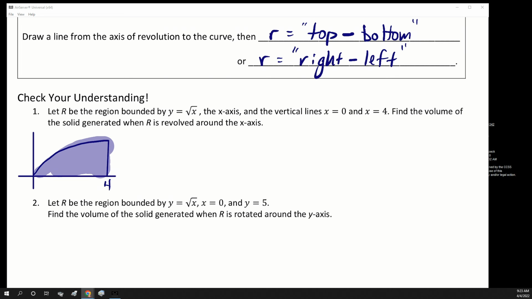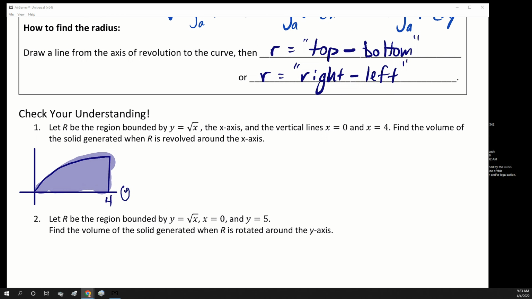Whoa. Kind of went outside of it a little bit. And we're going to revolve it around the x-axis. So what we really need is the radius. Right? And then to find the radius, we're going to draw a line from the axis of revolution to the curve. So right here. All right. Our curve is y equals the square root of x.